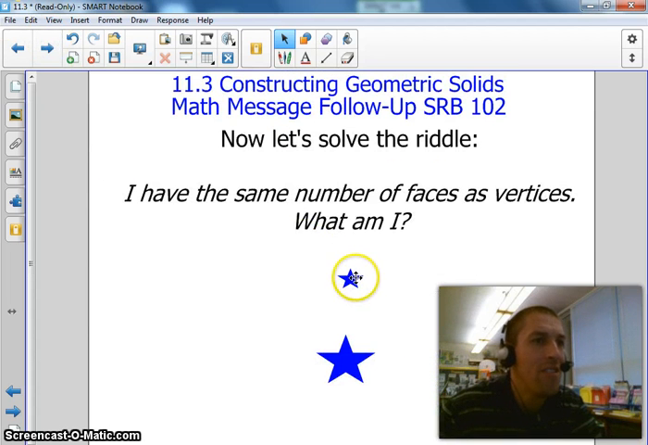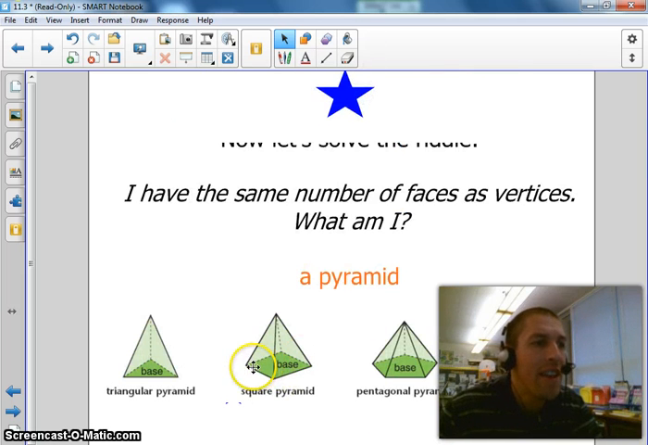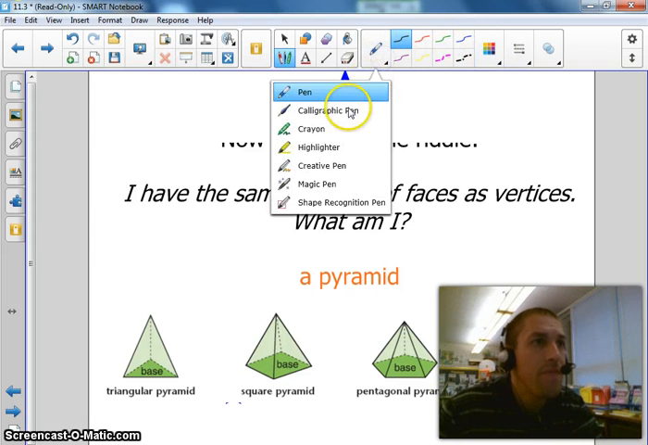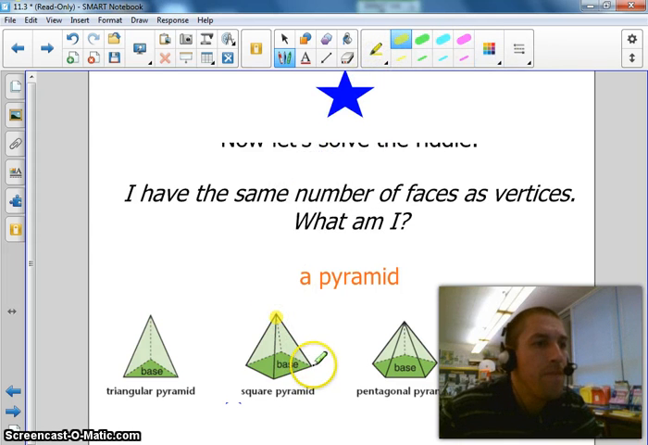Okay, so did you get your answer? Let's see. It is a pyramid, but not just a regular pyramid. It could be a couple. It could be a square pyramid, a triangular pyramid. So these all would match. This has how many vertices? 1, 2, 3, 4, 5. Let me get my little highlighter here. 1, 2, 3, 4, 5 vertices, but it has one face, two faces, three faces, four faces on the side, and the base on the bottom. Same for the other ones.